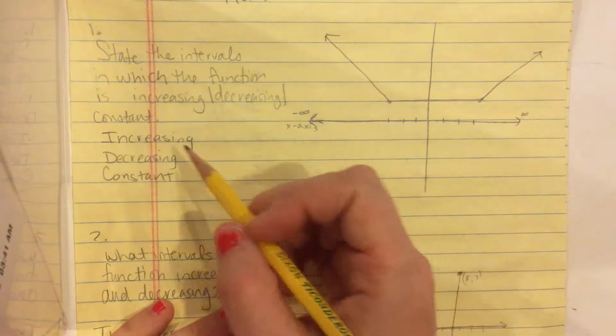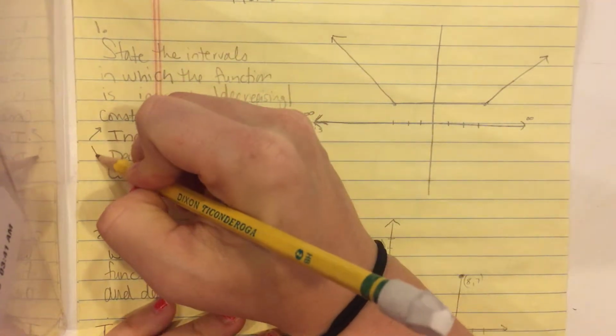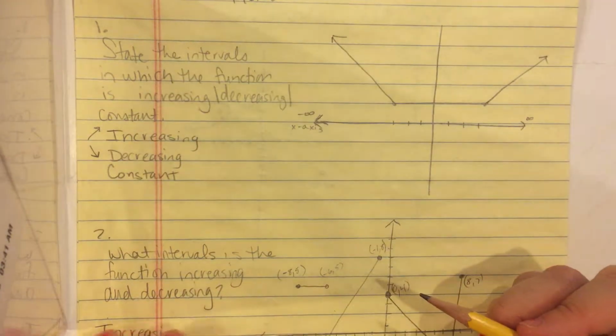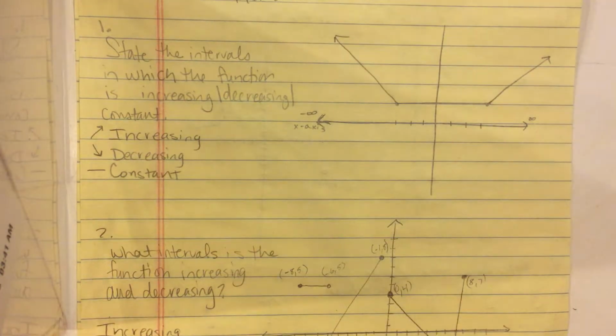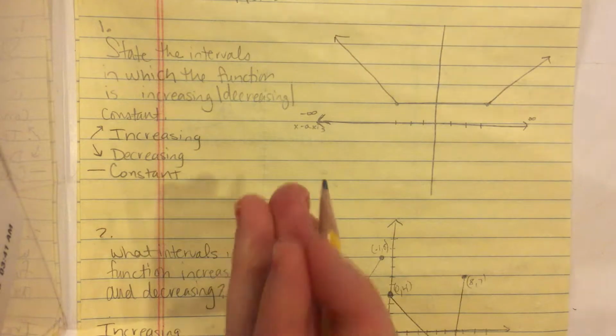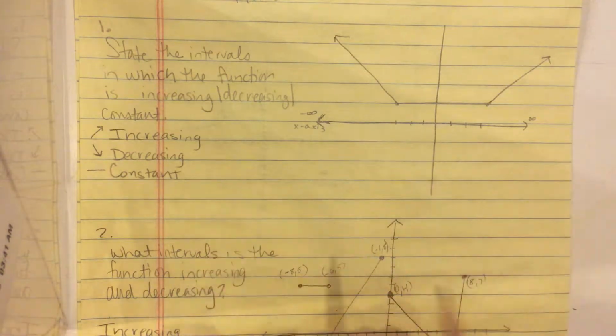And remember, increasing means that you're going to be rising from left to right. Decreasing means it's falling from left to right. And constant means it's going straight across from left to right. So remember, you're reading the graph like you would read a textbook. You're reading it from the left side to the right side.